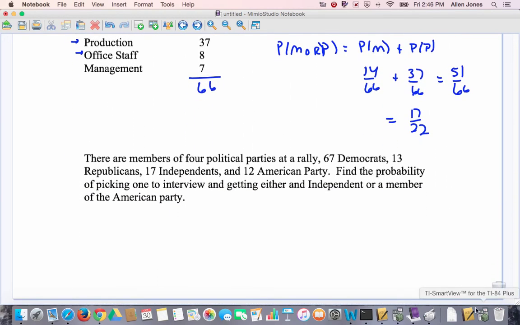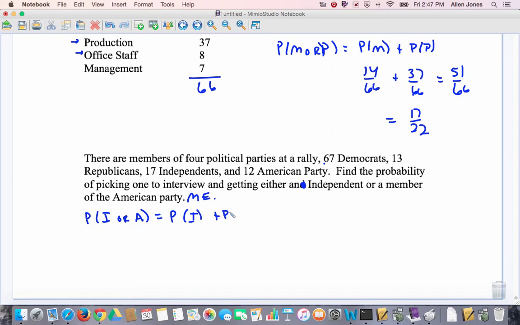Much like this next one, there are members of 4 political parties at a rally: 67 Democrats, 13 Republicans, 17 Independents, and 12 from the American Party. Find the probability of picking one to interview and getting either an independent or a member of the American Party. Okay, so the probability of independent or American Party, again, based on how the information is presented, we don't have people that are members of 2 different parties. They're members of one or the other. So this would be a mutually exclusive event.